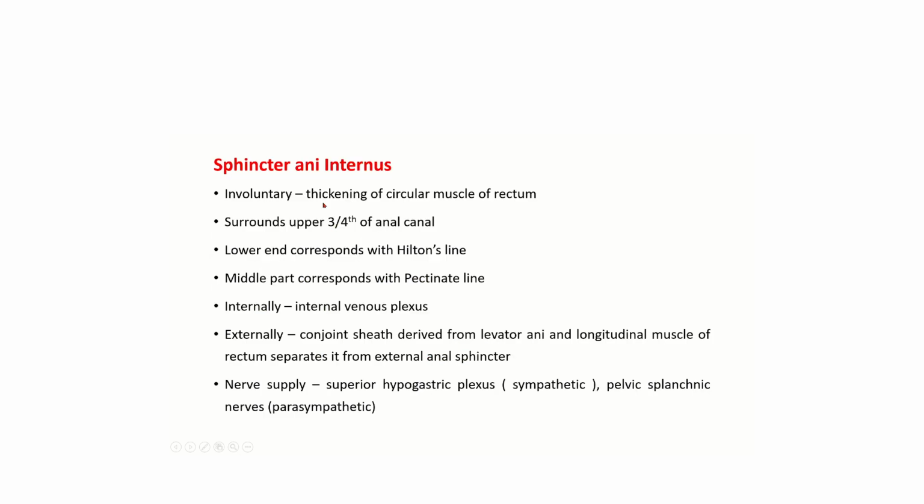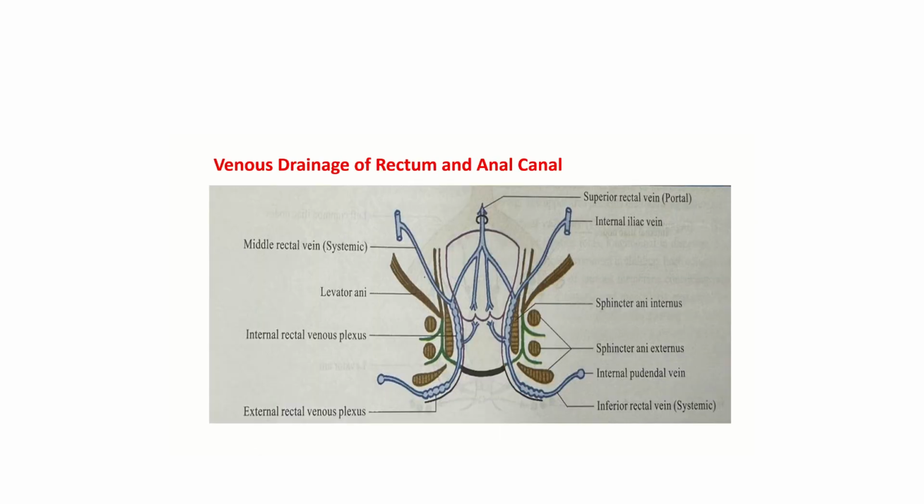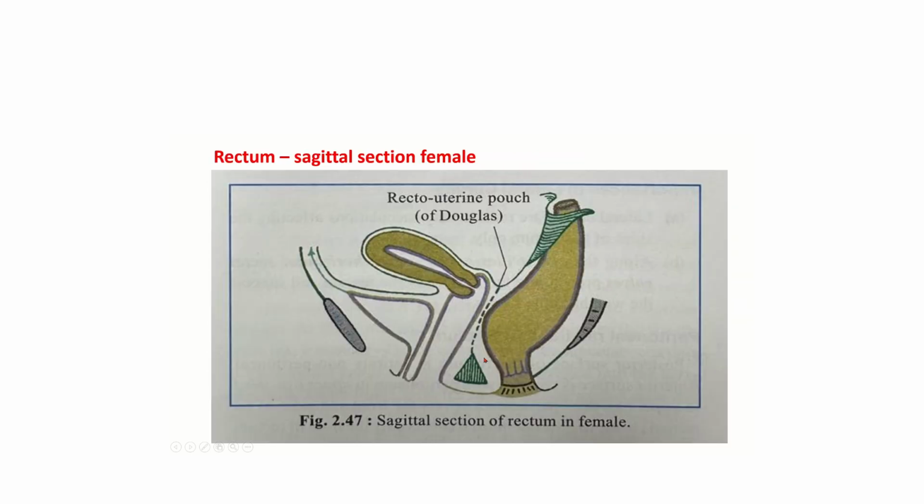The sphincter ani internus is an involuntary muscle. It is a thickening of the circular muscle of the rectum and surrounds the upper 3/4 of the anal canal. Its lower end corresponds with Hilton's line, and its middle part with the pectinate line. Internally, it is related to the internal venous plexus. Externally, a conjoined sheath derived from levator ani and longitudinal muscles of the rectum separates it from the external sphincter. I have shown this in the earlier diagram, and I'll show you again. Here you can see it is internally related to the internal venous plexus and externally separated from the sphincter ani externus by the conjoined sheath.